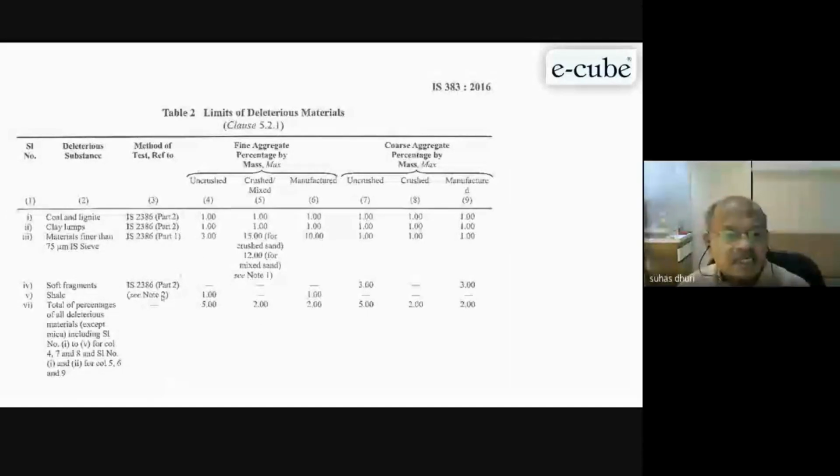Then other limits are there. This total should not go above 5% for uncrushed sand. Here 15 plus 2, around 17-18%, is acceptable.